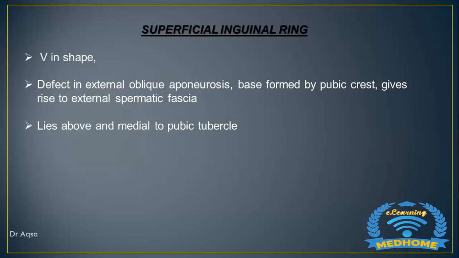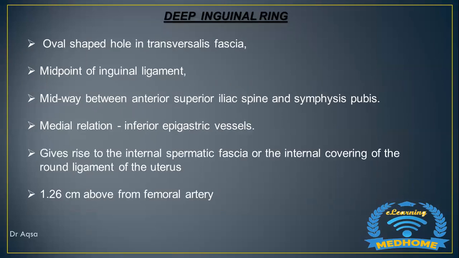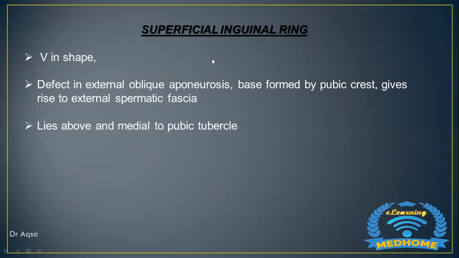Now, what is the superficial inguinal ring? The superficial inguinal ring is V in shape, while the deep inguinal ring was oval shaped. The superficial inguinal ring is a defect in the external oblique muscle aponeurosis, its base is formed by the pubic crest, and it gives rise to the external spermatic fascia.